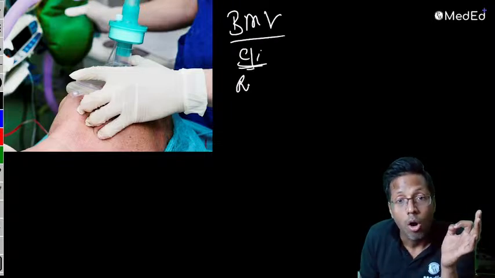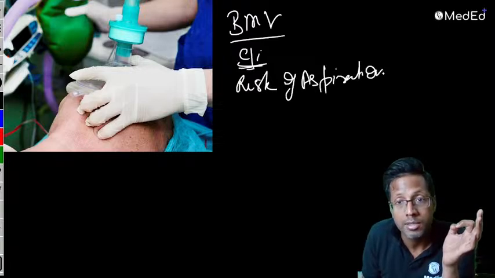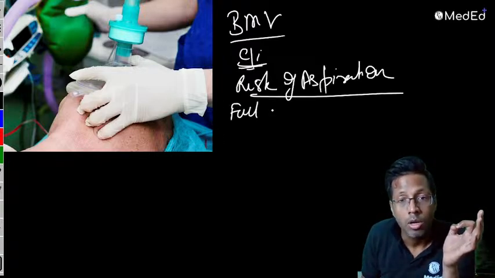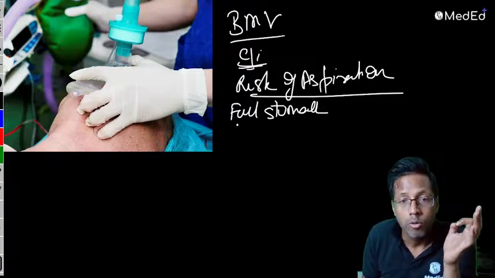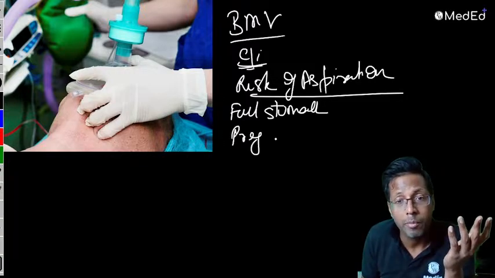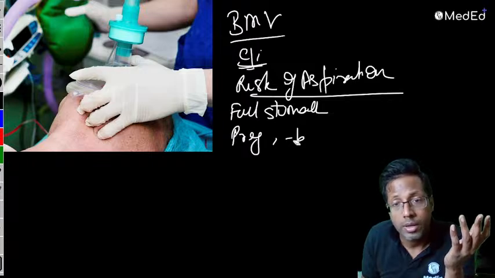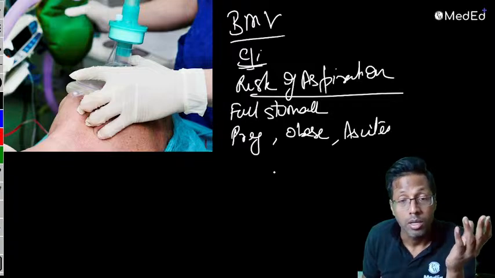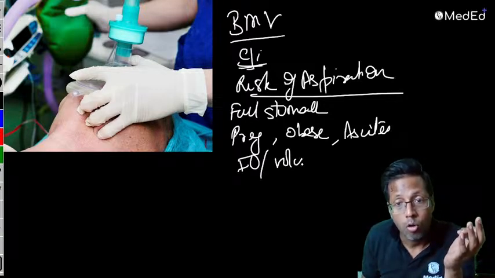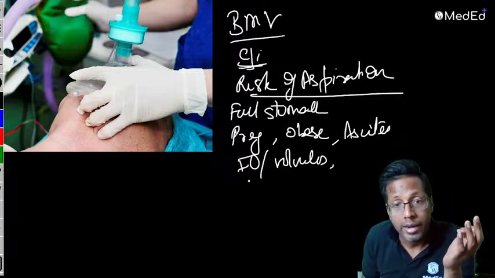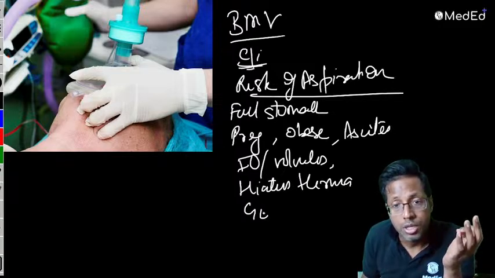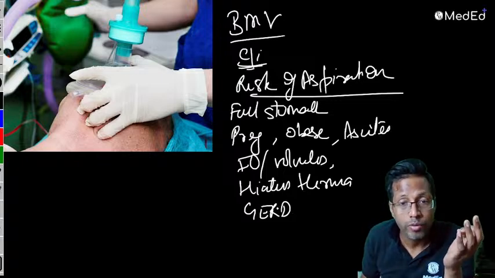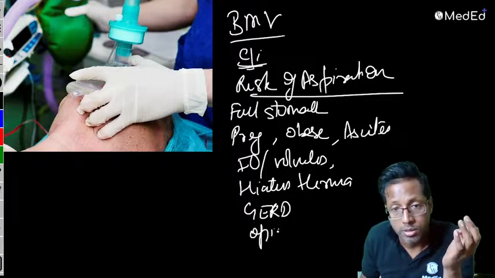Contraindications: where not to use, all the risk of aspiration conditions, on which a question was asked last year in INI-CET. Risk of aspiration conditions are what? Patients who are full stomach. Full stomach means something apart from that: pregnancy, obesity, ascites, tumor. Intestinal obstruction, volvulus, hiatus hernia, GERD, gastroesophageal reflux disease, patients who are on opioids.